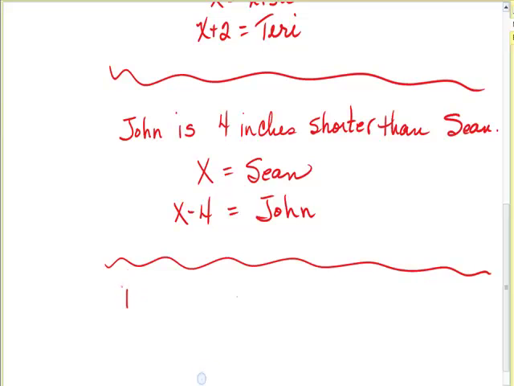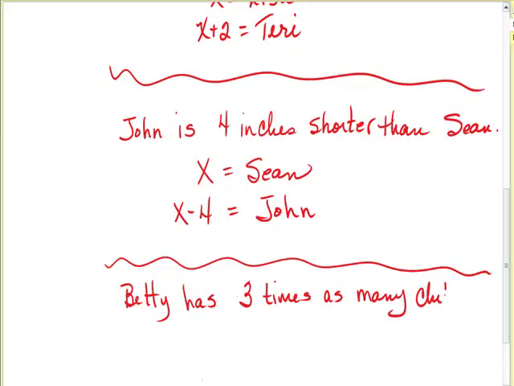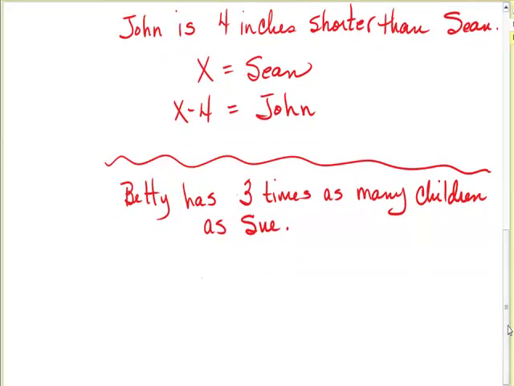All right, let's look at one more. What if I said Betty has 3 times as many children as Sue? Then I said, okay, Betty and Sue have kids. Whose number of children do you know nothing about? Well, you know Betty has 3 times as many as Sue, but you don't know anything about Sue. So X would be the number of children Sue has.